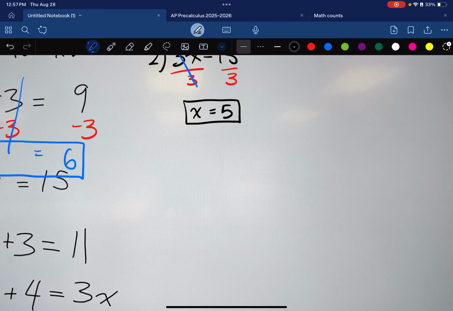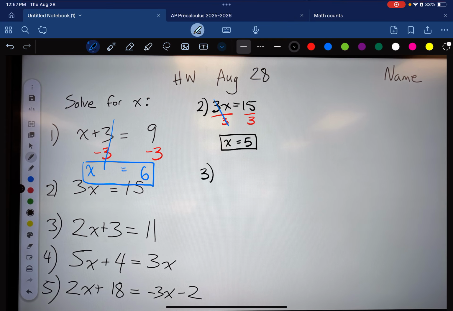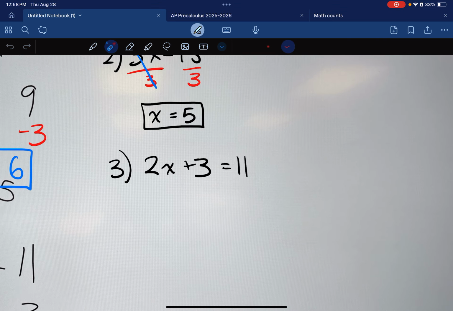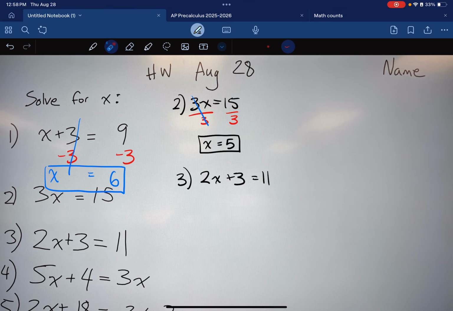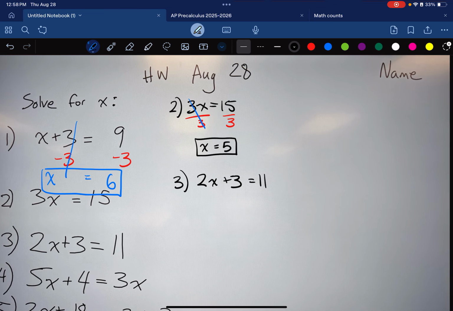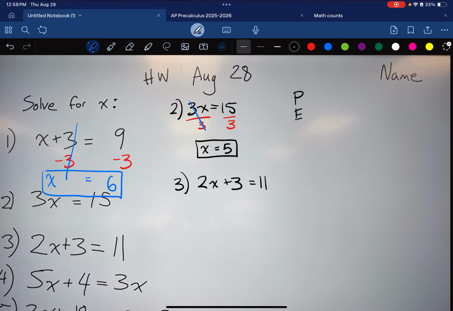All right, let's try number 3. I'm going to rewrite it up here. Number 3 was 2x plus 3 is equal to 11. Okay, so now we have a mixture of multiplication and addition. With multiplication and addition, you look at my good friend PEMDAS. Please excuse my dear Aunt Sally.